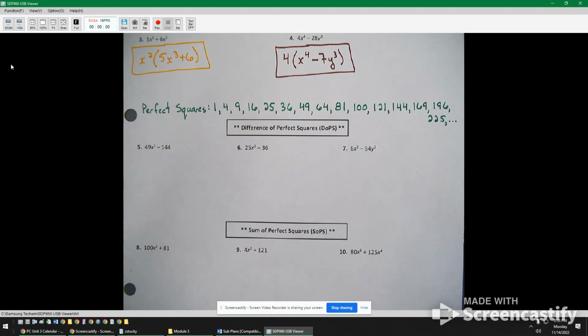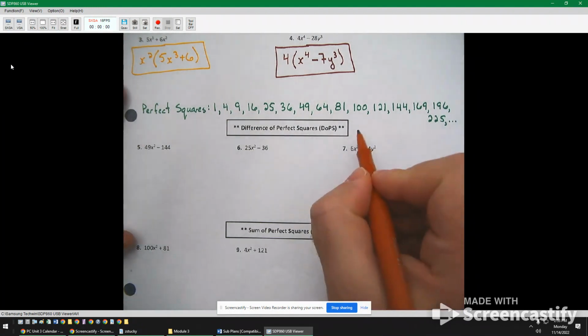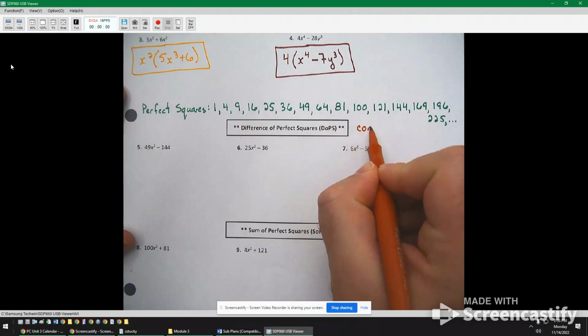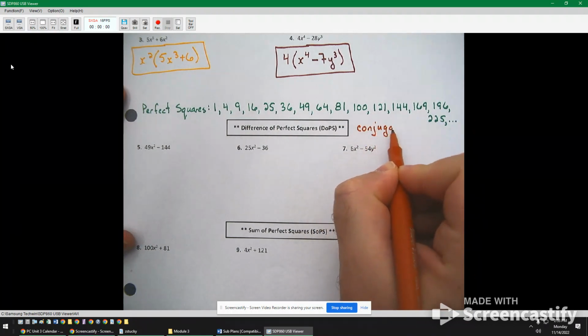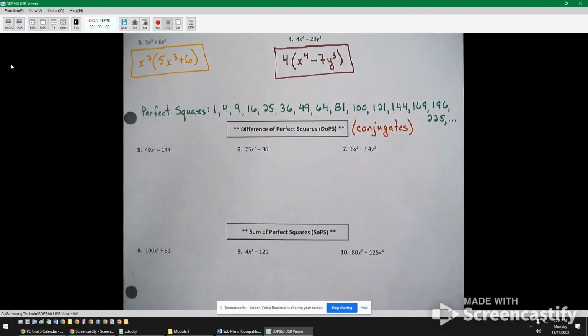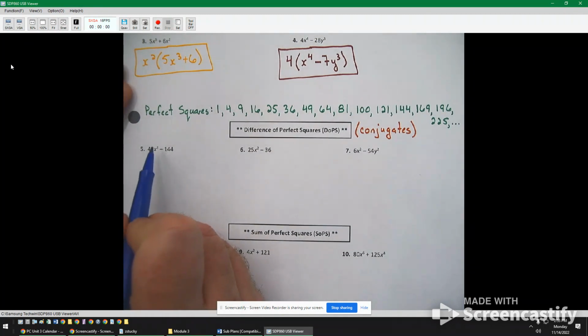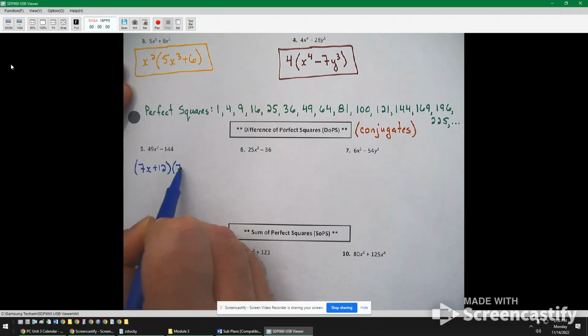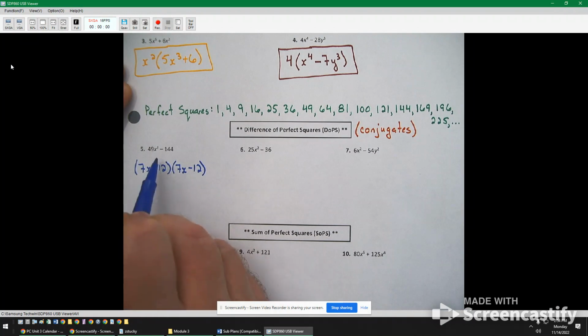Dopes works with these things that are called conjugates. It's actually easier for me to just show you the answer, or I think it is. I think it's easier to just show you the answer and have you work your way back to how we got there. So I'm just going to write down the answer to 49x squared minus 144 is 7x plus 12, and then 7x subtract 12.